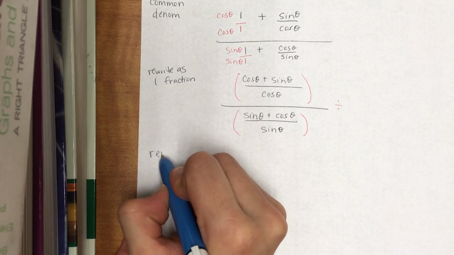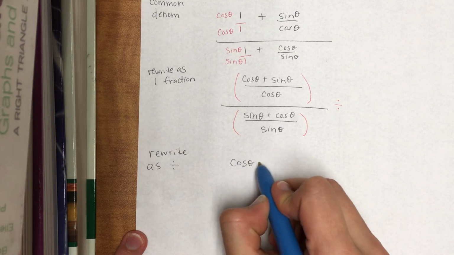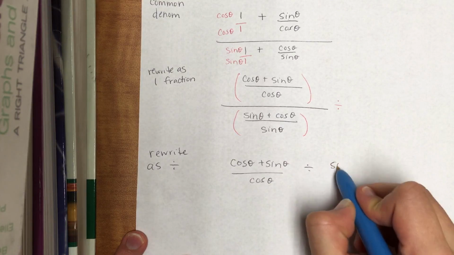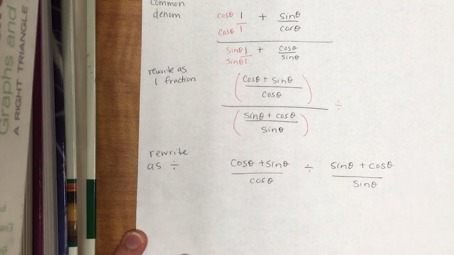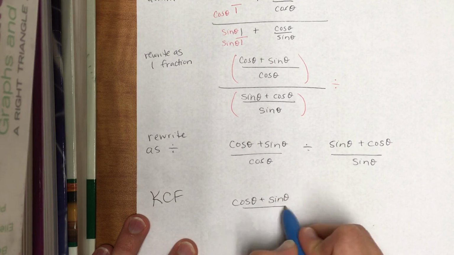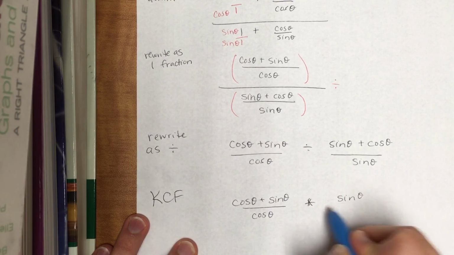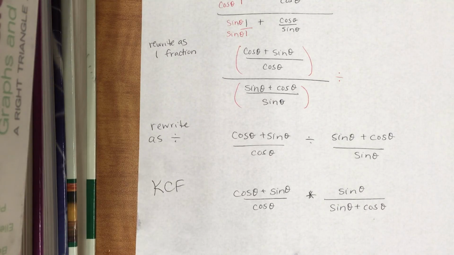This is good because if I need to, I can rewrite as division, and then I can keep, change, flip. If you see 1 fraction divided by 1 fraction, keep, change, flip so that hopefully things will cancel. Okay. Keep, change, flip. Keep your top fraction or your first fraction. Change division to multiplying and flip your second fraction. And then as long as things are multiplied together, you can cancel them out.